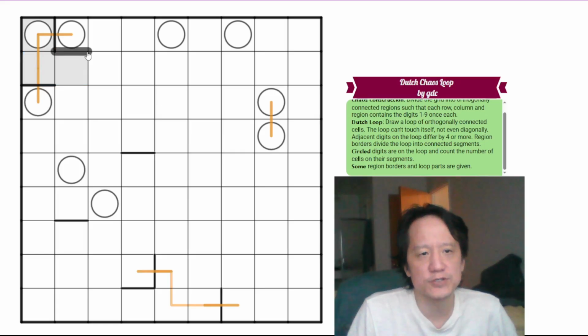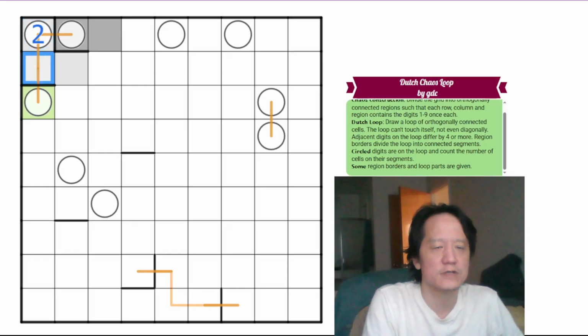This is a separate segment, so this is going to be medium. I will color that. This is a separate segment, so it's green. This could go either this way or this way. So this is going to be a 2, guaranteed.